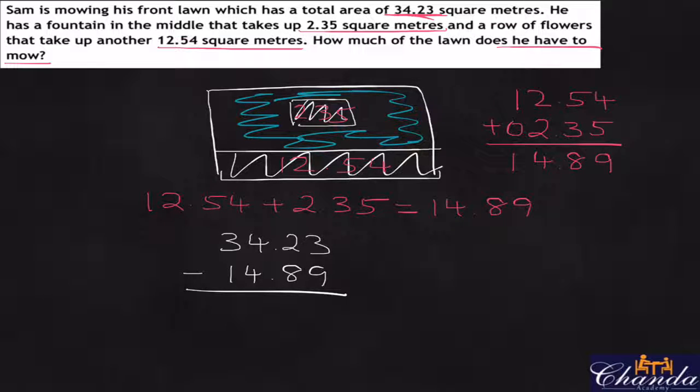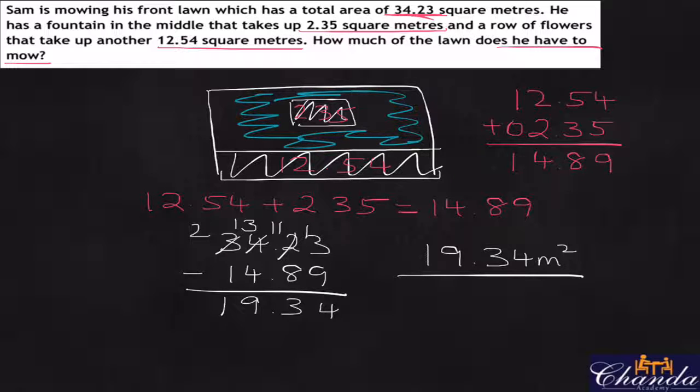So 3 take away 9 we can't do, so we borrow from the 2 to make it a 1. 13 take away 9 is 4. 1 take away 8 we can't do, so borrow from the 4 to make it a 3. 11 take away 8 is 3. 3 take away 4 we can't do, so borrow from the 3 to make it a 2. 13 take away 4 is 9, and 2 take away 1 is 1. So he has to mow 19.34 square meters of the lawn, which excludes the row of flowers as well as the fountain in the middle. Now, let's have a look at the very next question.